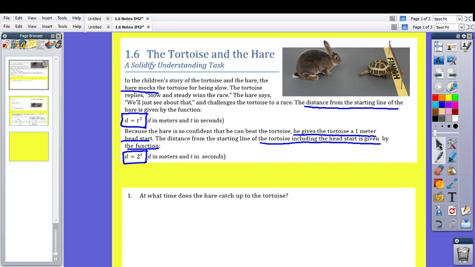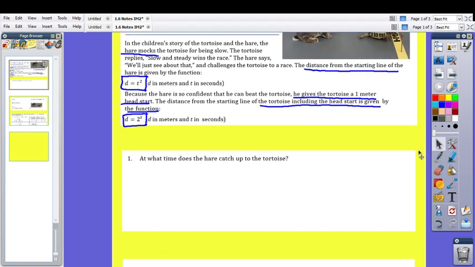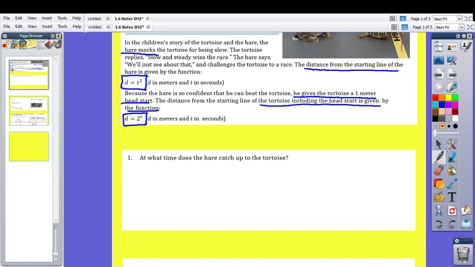So let's find out what's happening. It is asking at what time does the hare catch up to the tortoise. As you remember, the hare gives the tortoise a 1 meter head start. So definitely in the beginning, the hare is behind. So let's find out when does he catch up, or how many times does he catch up.